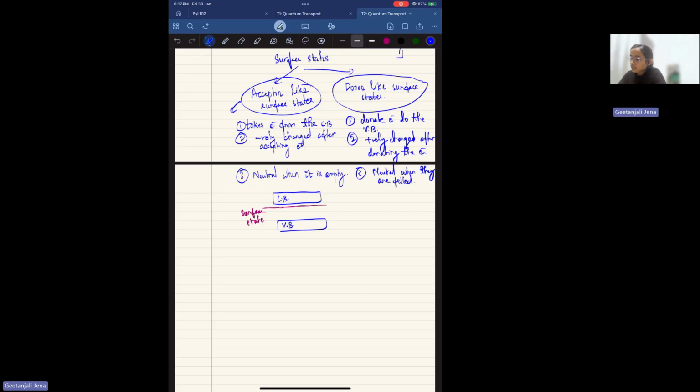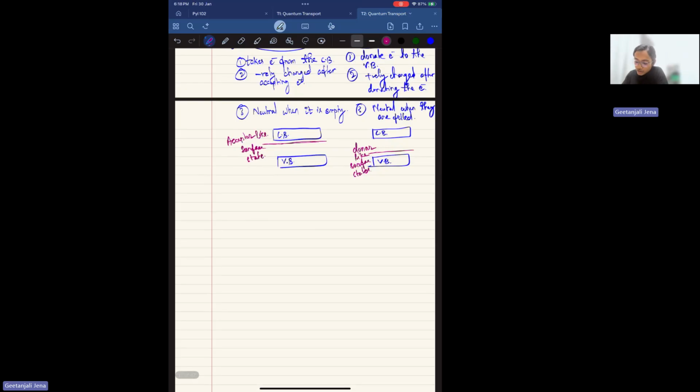And if you want to represent it in terms of the E-k diagram, then this is the conduction band, this is the valence band, and the donor-like states will lie somewhere here, closer to the valence band. This was acceptor-like. So this is the donor-like. So these are the two kinds of surface states that we can have, depending on whether they are accepting electrons from the bulk or donating electrons to the bulk.